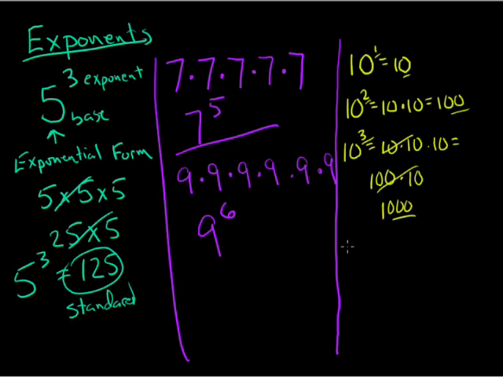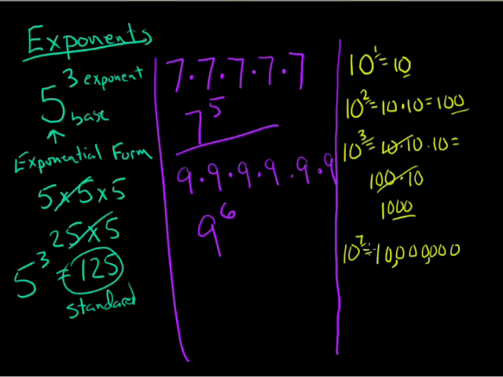If you had 10 to the 7th without us working that out, that will just be a 1 and 7 zeros. 1, 2, 3, 4, 5, 6, 7. We can put in our commas, and that is 10 million. So very, very easy to remember.